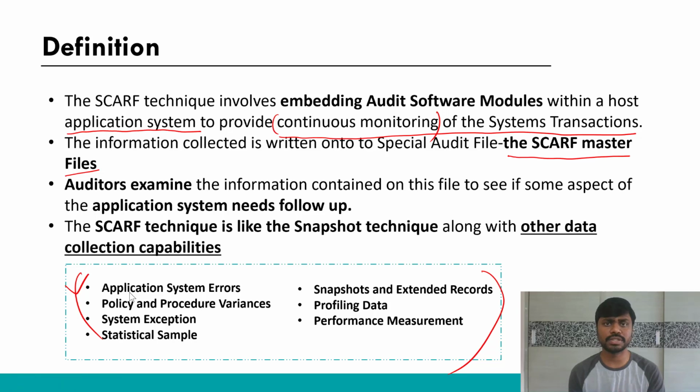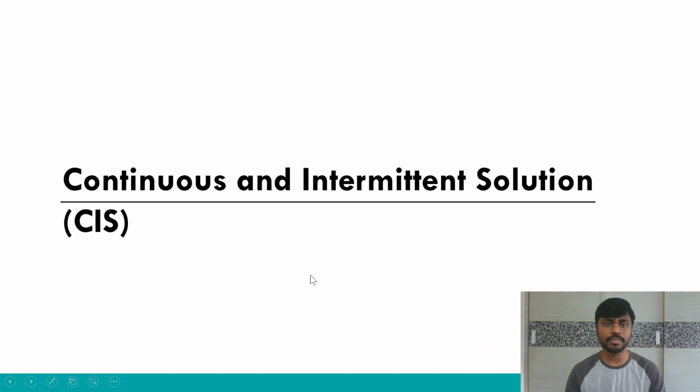So it is similar to the snapshot technique, but the major difference is that in the snapshot technique, it only captures the images of the transactions where the material processing occurs. Whereas in the SCARF technique, it takes the entire process flow of the transaction, but it will not do this for each and every transaction, only for certain categories of transactions as listed in the bottom box. Okay, this is what the SCARF technique is.